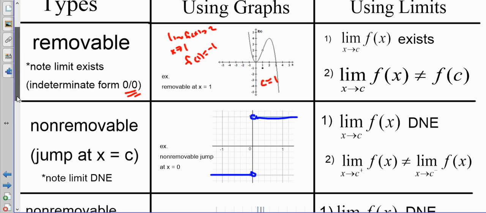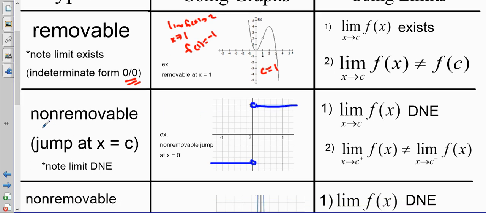We also have the other cases where limits don't exist. Everything that is not removable, where we have holes, is known as non-removable. So for example, when you have a jump in a graph, the limit doesn't exist, and you realize that the right side and the left side limits don't equal the same thing. The limit as x approaches 0 from the right of this function f of x equals 1, and the limit as x approaches 0 from the left of f of x equals negative 1. They do not equal, therefore we have a jump discontinuity.